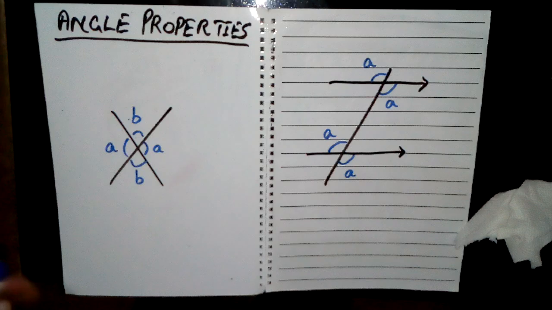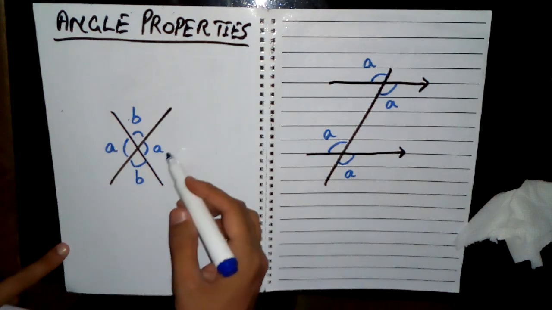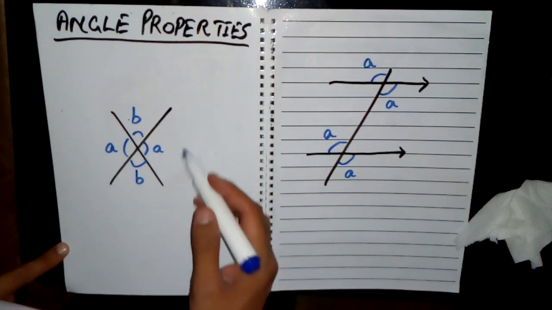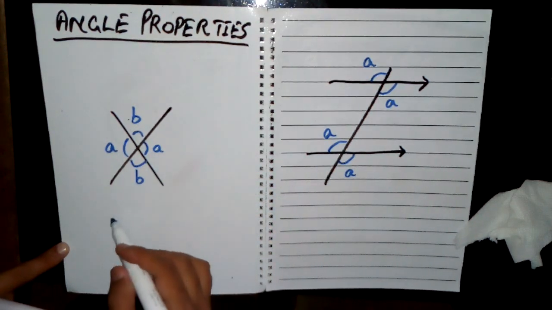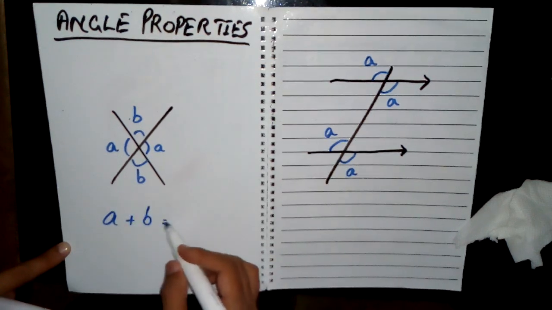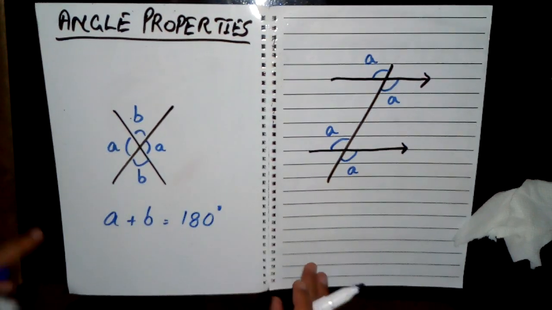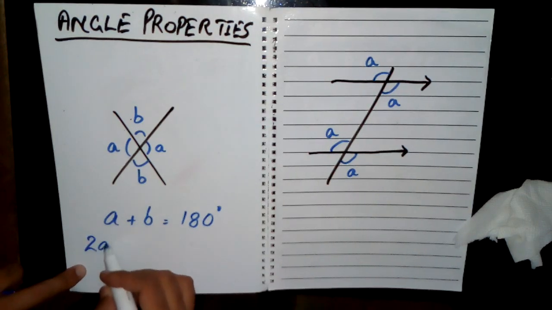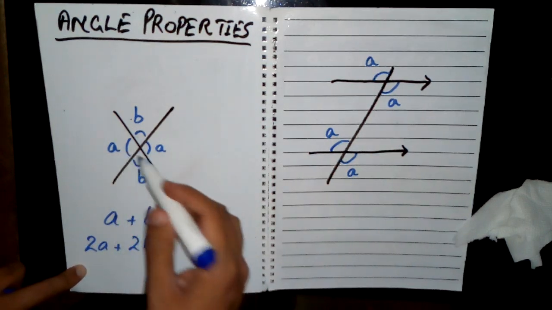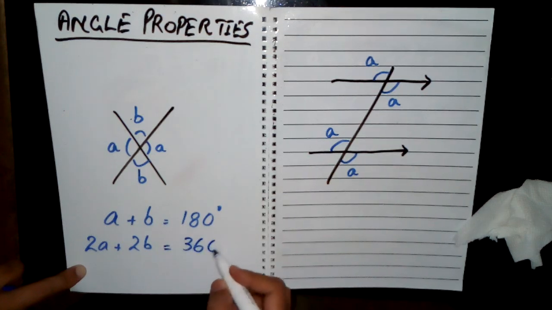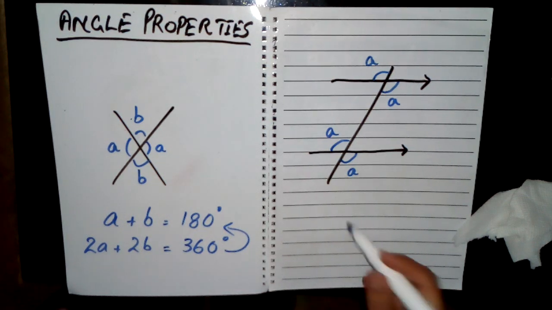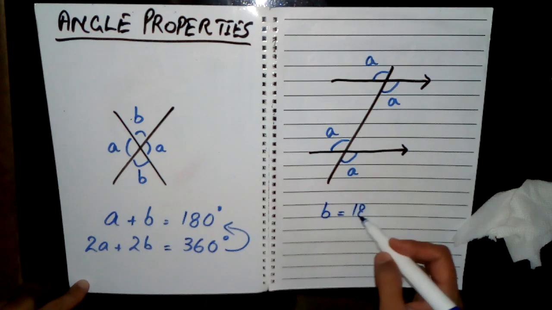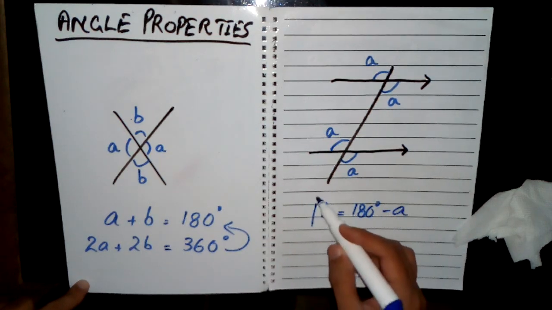And in a straight line, the angle formed by the straight line is always 180 degrees. So therefore we can say that A plus B equals 180 degrees. And how is that so? Because 2A plus 2B, the sum of all the angles at the same point, is 360 degrees. Therefore we can see that A plus B equals 180 degrees. So here we can also say that B equals 180 degrees minus A as well.